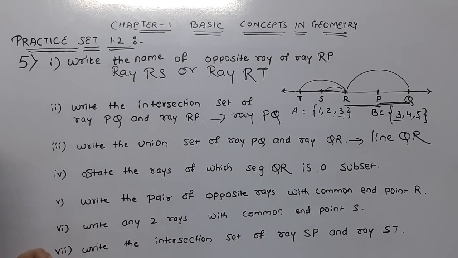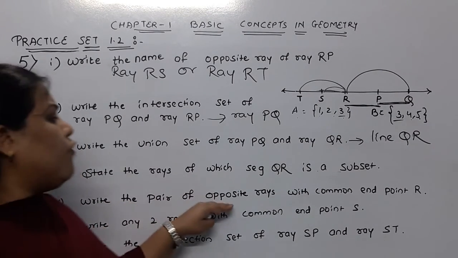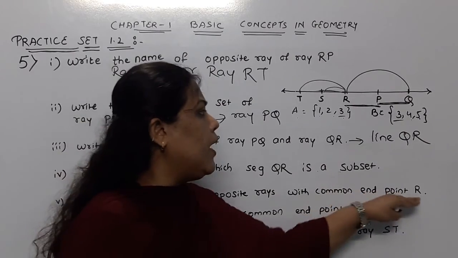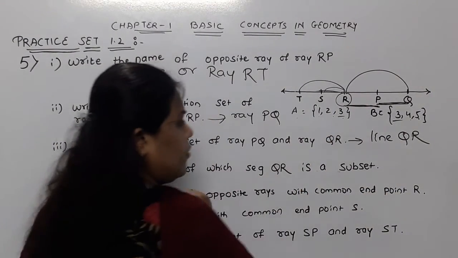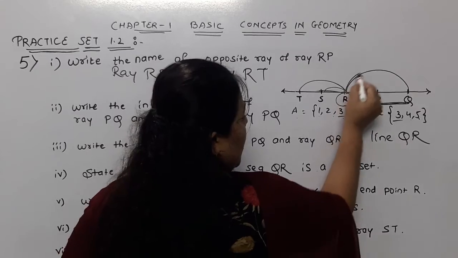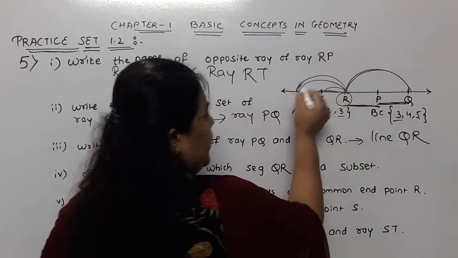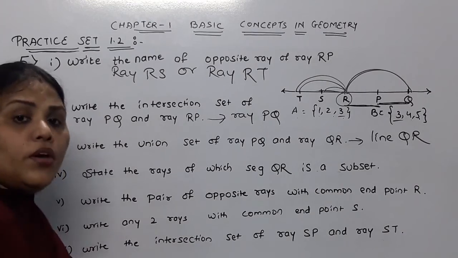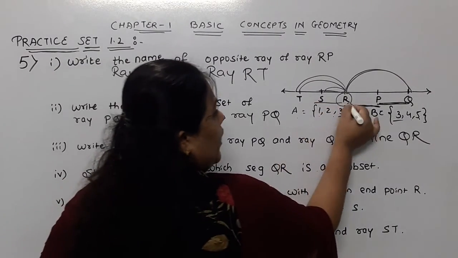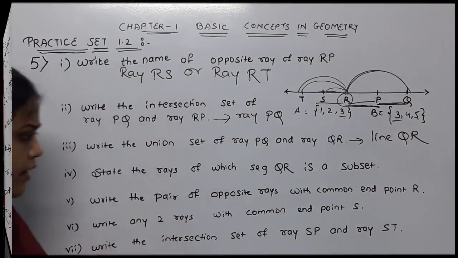Okay. Then fifth one. Write the pair of opposite rays with common endpoint R. Now if I consider this as the common endpoint, I can write RQ and RT as opposite rays. You can even take RS and RP, that is also correct.